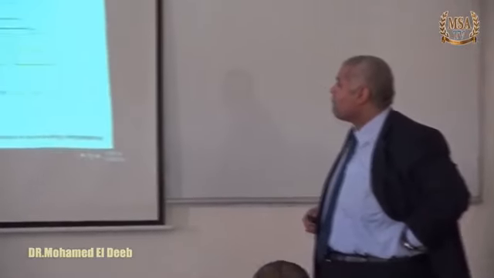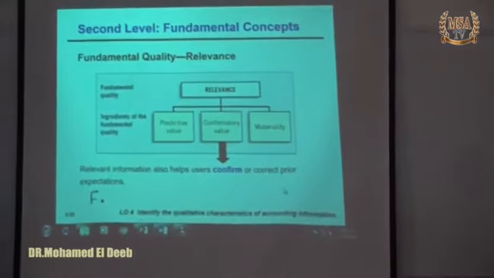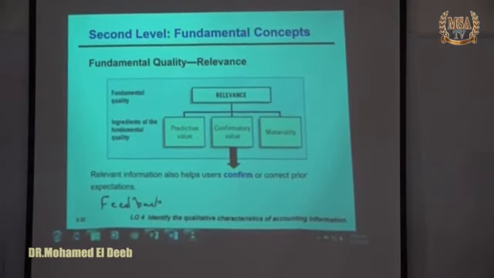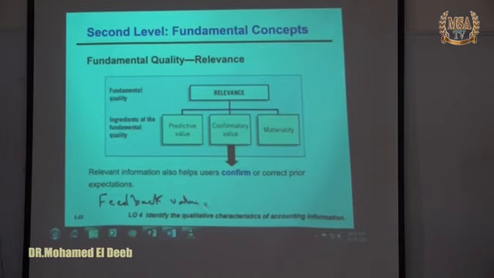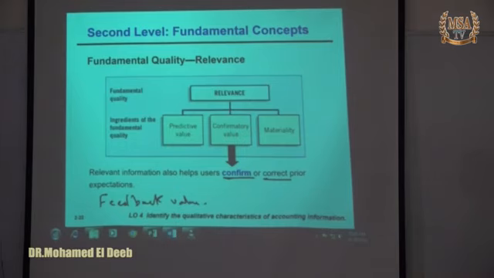Conformity value, sometimes it's called feedback value. Relevant information also helps us confirm or correct prior expectations. So, give me information that's going to either confirm what I thought is going to happen, or tell me I was wrong about what I thought. The information that you provide to me is going to tell me whether what I thought was correct or not. Okay? This is going to confirm. It's going to give me feedback.